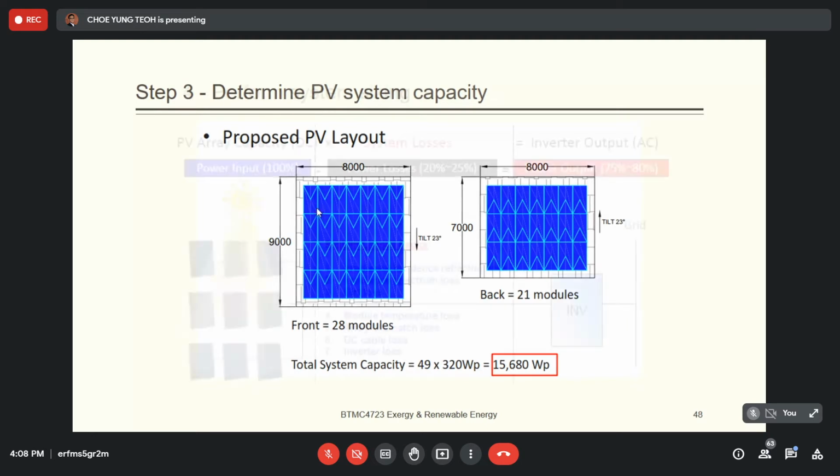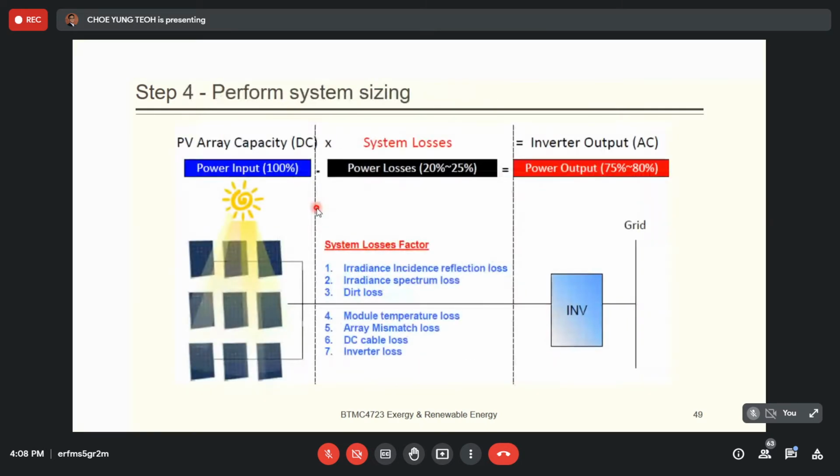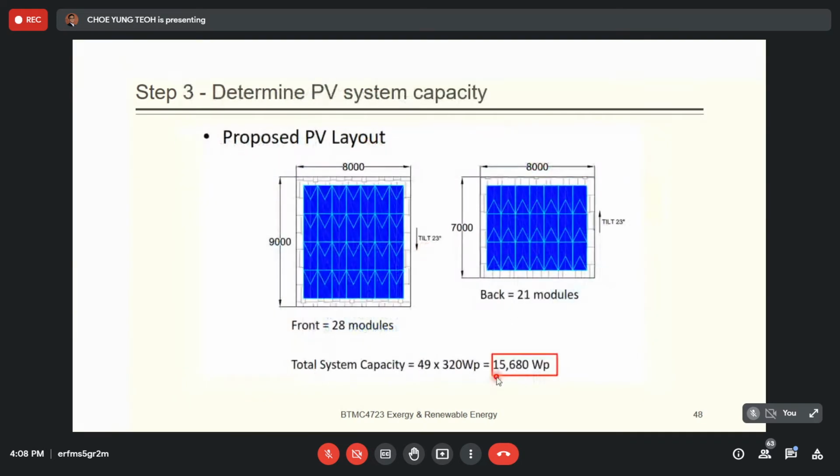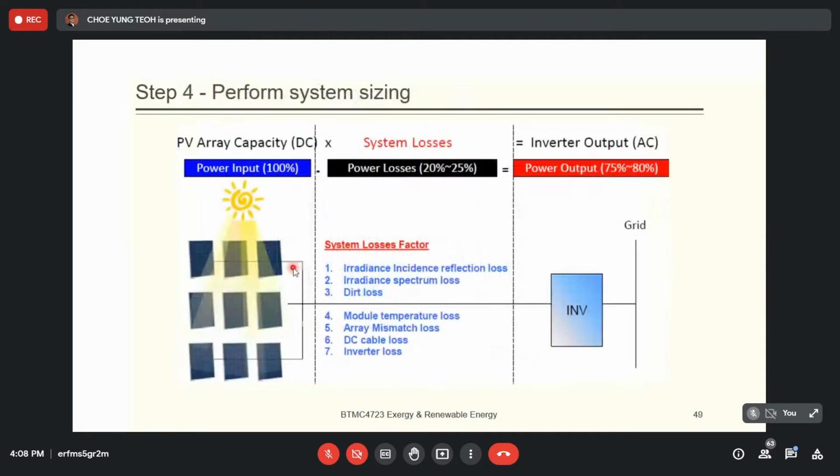After we calculate the PV array capacity, which is 15,680 watt, then we need to calculate the inverter capacity. First, this is the power input, which is 100% coming from the panel. And then we need to consider the system losses. There are 7 types of losses here, and they contribute around 20% to 25% of the power losses.